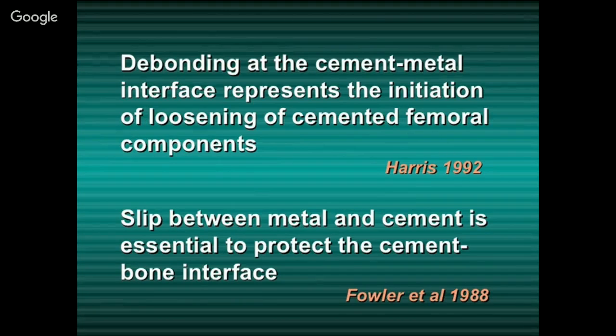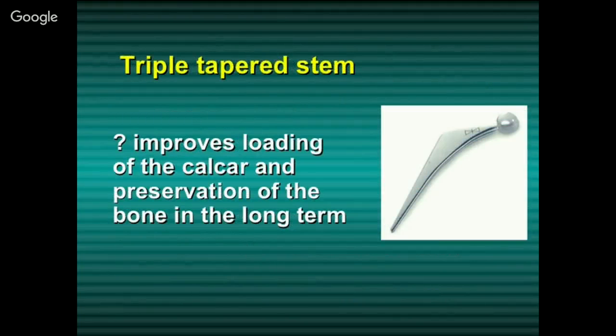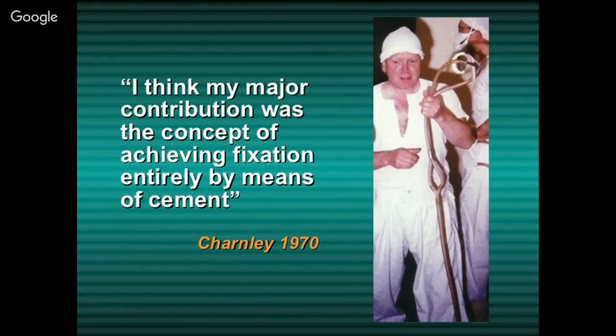So debonding at the cement mantle interface represents the initiation of loosening of cemented femoral components. A sleeve between the metal and cement is essential to protect the cement interface. Now we have introduced the triple taper stem. There is a C stem that is available in the department. That gives improved loading and preservation of the bone in the long term.